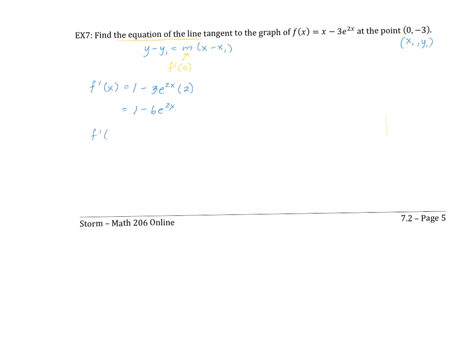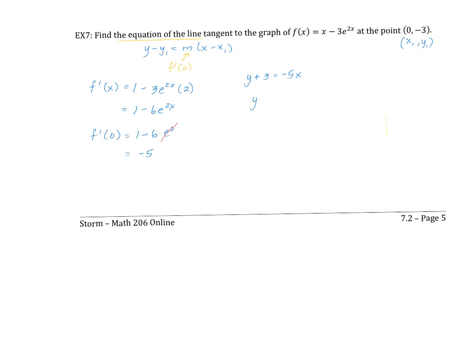So when I evaluate for x equal to 0, which is my slope, I get 1 minus 6 times e to the 0, which is 1, so that's gone, and it's negative 5. So the equation of the tangent line is going to be y minus a negative 3, or plus 3, equal to negative 5, x minus 0, so it's just x.